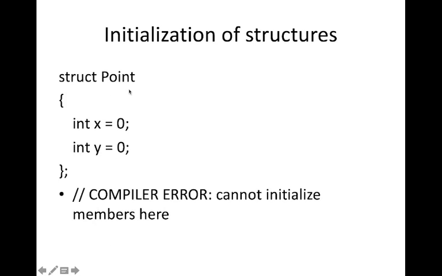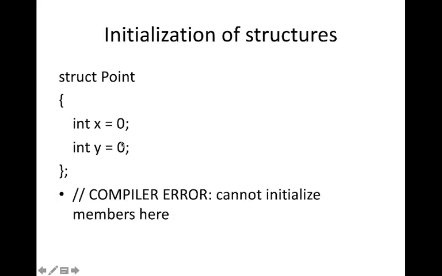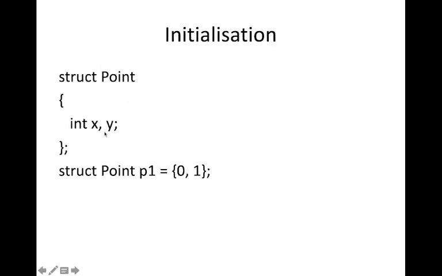Then if you try to initialize like this, it will cause some error. If you try to initialize inside the structure some value 0 and 0, it will be a compilation error. You cannot initialize members inside the structure. So this is not possible. If you want to initialize 0 and 0 for this point, one thing you can use is like this: int x comma y and struct point. You are declaring a structure variable p1 equal to 0, 1. So it means 0 will be assigned to x and 1 will be assigned to y.